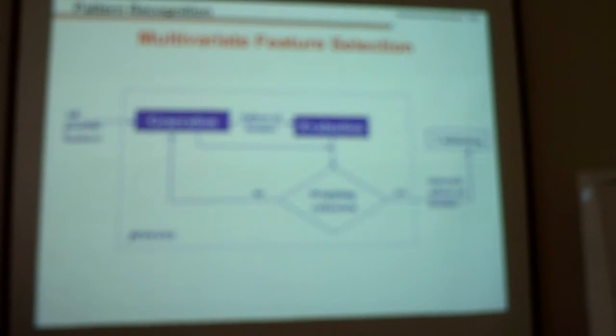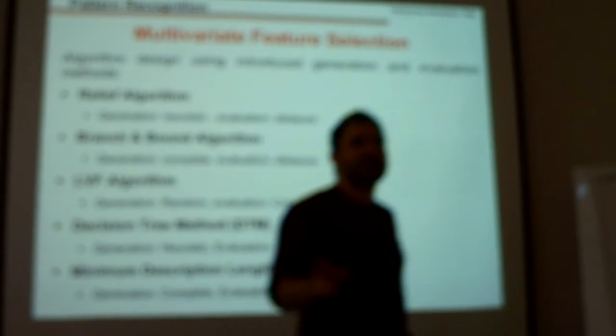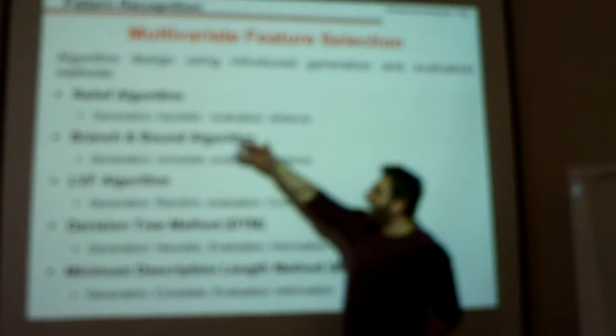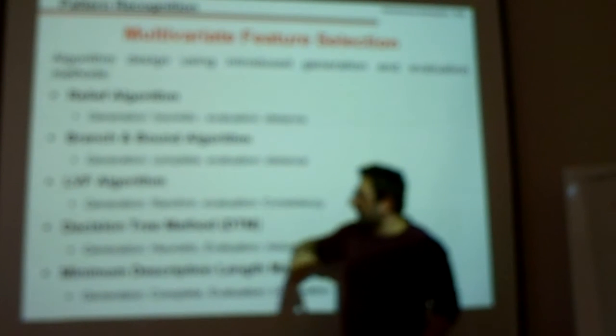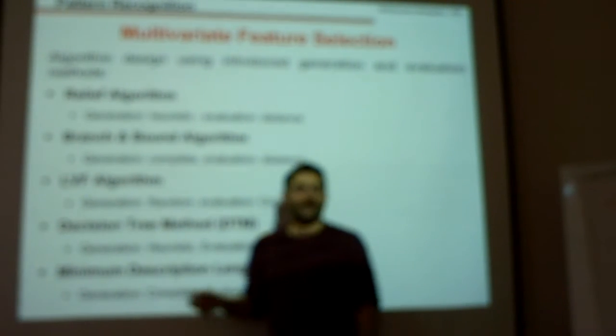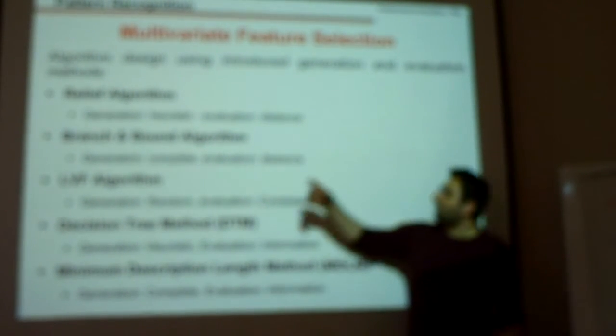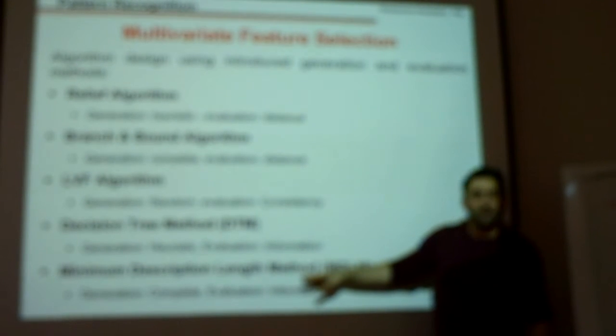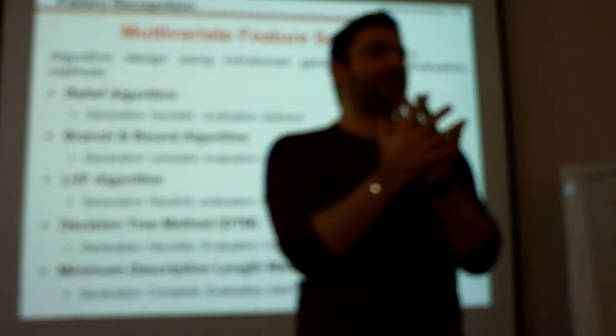Now, for the generation and validation, there exist lots of algorithms for generation and validation of this multivariate feature selection. And as you can see, we have, let's say, the relief algorithm, we have decision tree, we have the minimum description length method, and like last year, this is your first homework. We have 1, 2, 3, 4, 5 methods.